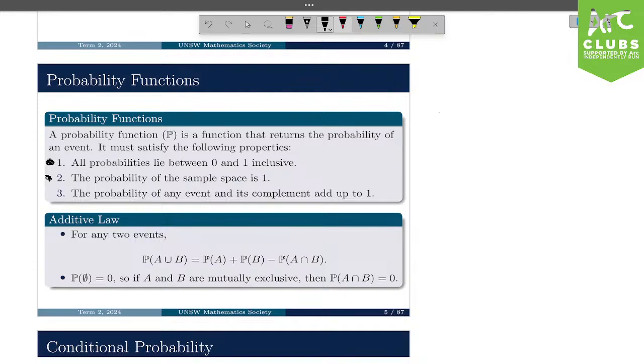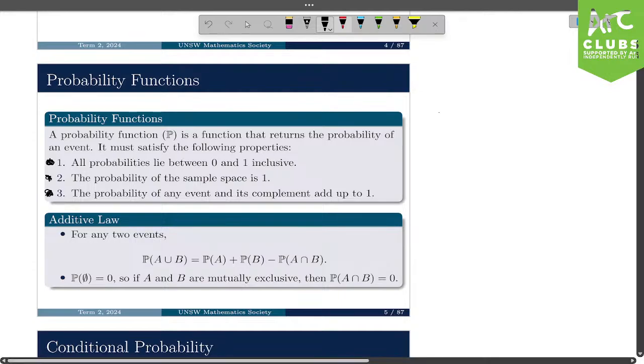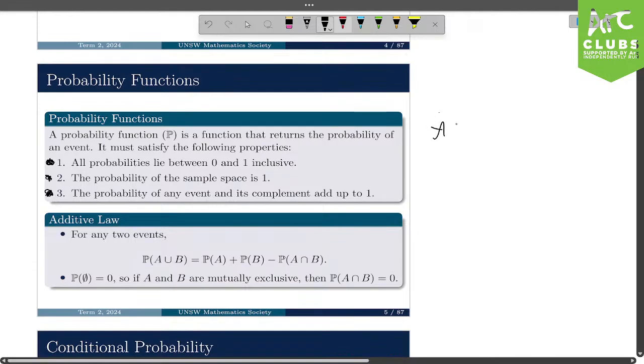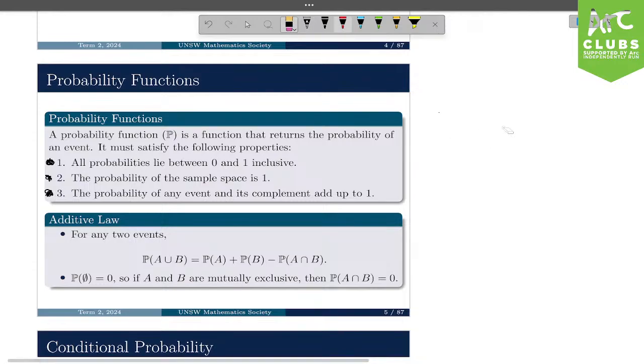The probability of any event and its complement add up to 1. This is just a fundamental thing in mathematics where if you have A and not A, then one of those is going to happen. So if we have an event and the complement, which is not that event, we will always get either the event or we won't get the event. That's what that means.